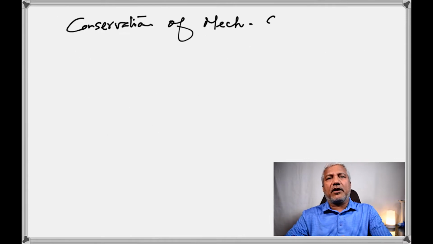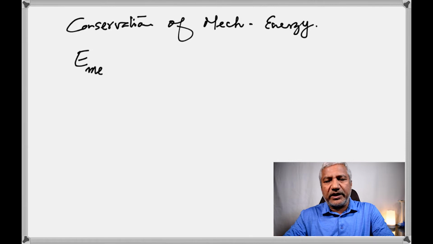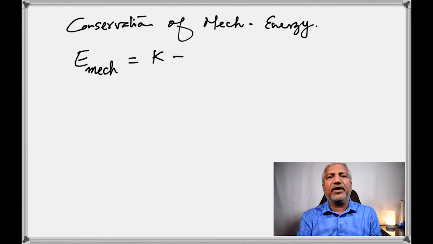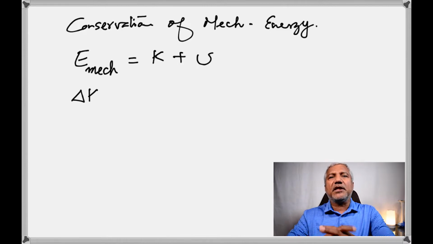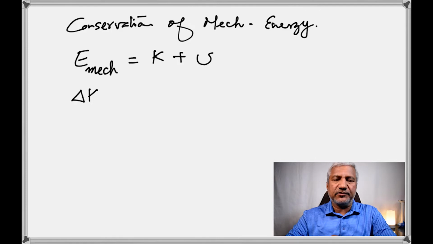In order to work out problems, conservation of mechanical energy is a very important tool. And mechanical energy is the sum total of potential energy and kinetic energy. That's what you see there. That is what you mean by mechanical energy, because mechanical energy is of two types, kinetic and potential. And their sum total must always be the same. That's what we mean by conservation of mechanical energy.